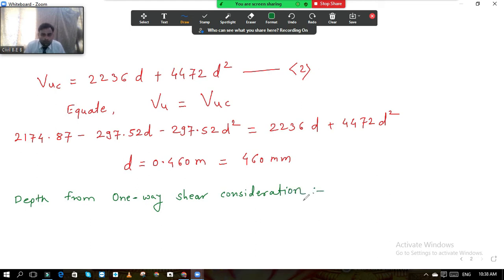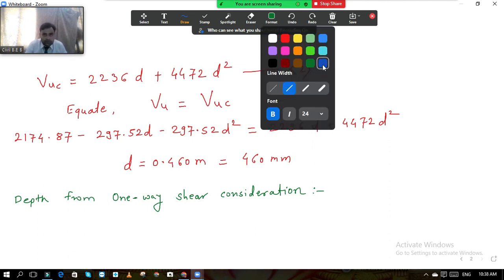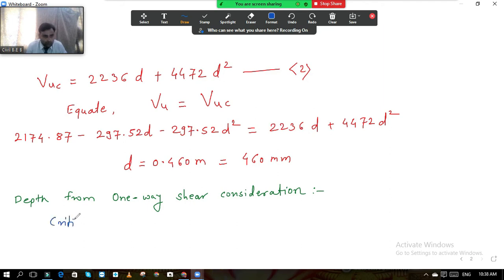Now one-way shear. In the two-way shear you have seen that the critical section is at a distance of d by 2 from all the four edges of the column. That is the critical section for two-way shear, d by 2. For one-way shear, the critical section is at a distance of d from two edges of the column. We will see how it is. First of all, I will write critical section. Critical section means a section where there are high chances of failure. Along that line the failure will happen.